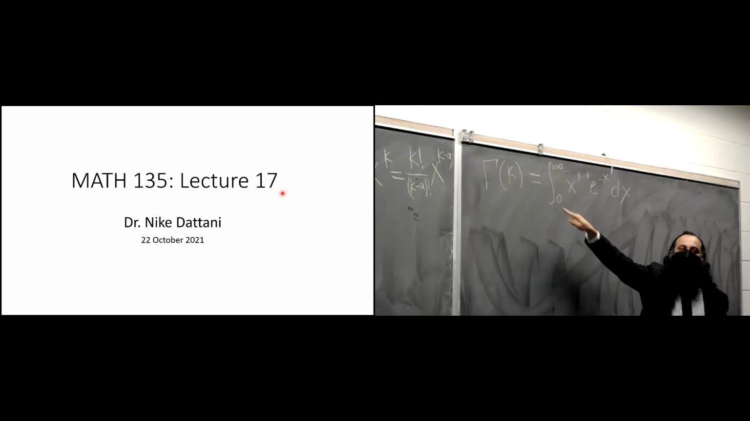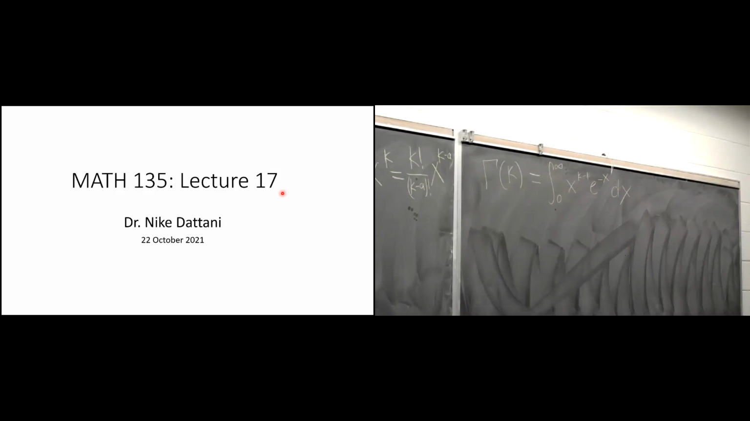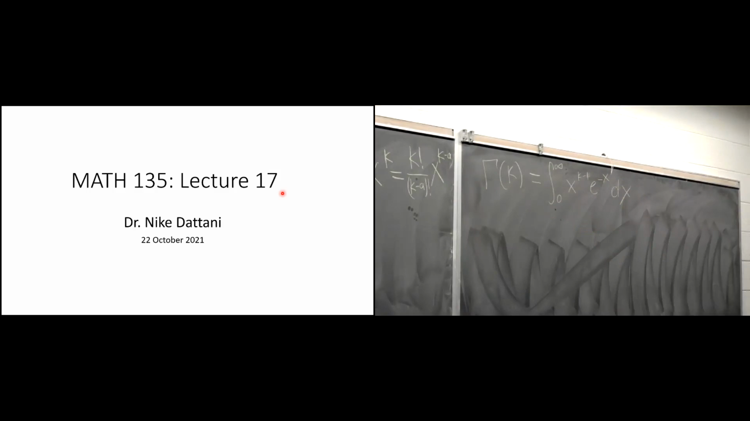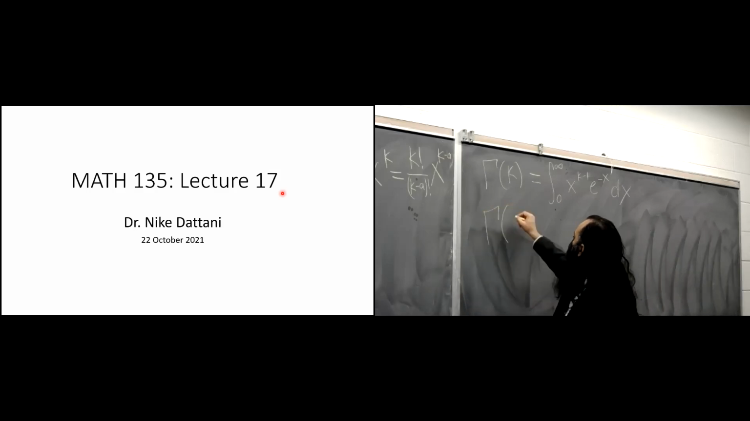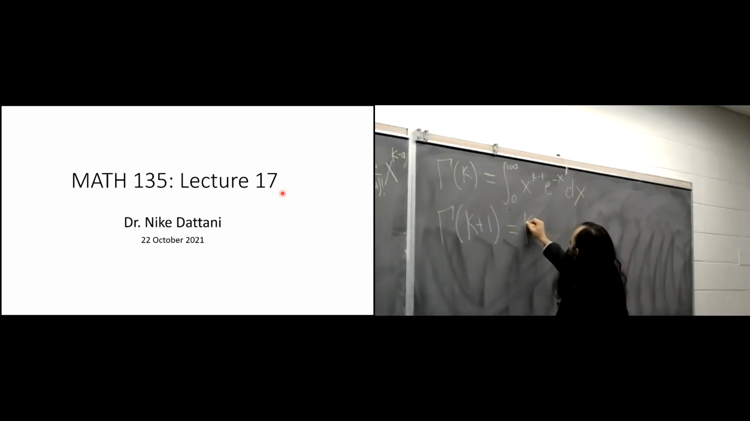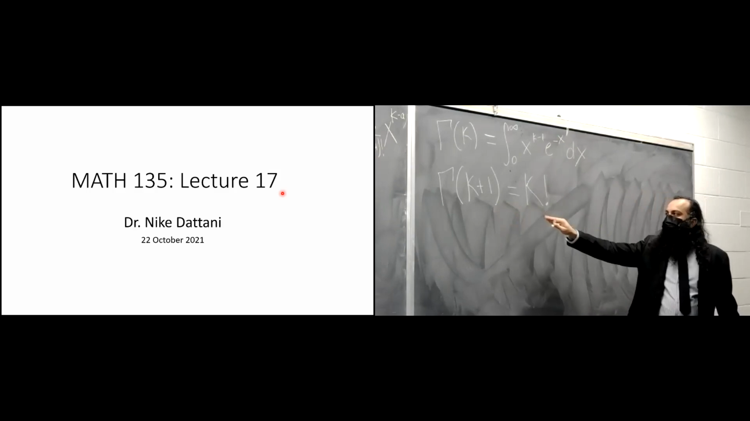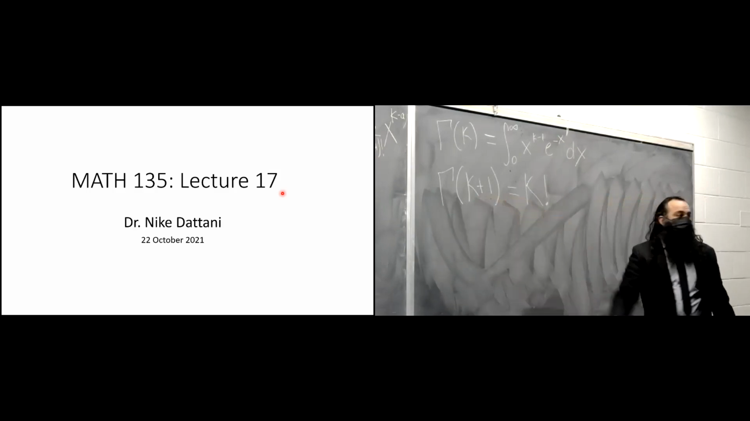How many people have seen this before? Okay, how many people have not seen this before? Okay, few people. I hadn't seen it in high school. Those of you that did see it, how did you see it? Like in Ontario high school, they don't teach this, do they? All right, so the gamma function is a generalization of the factorial. Okay, so gamma of k plus 1 for integers k: the gamma function of k plus 1 is actually the factorial function.